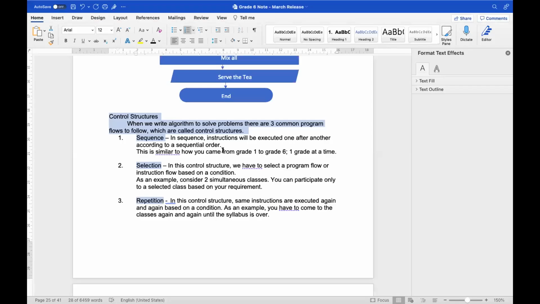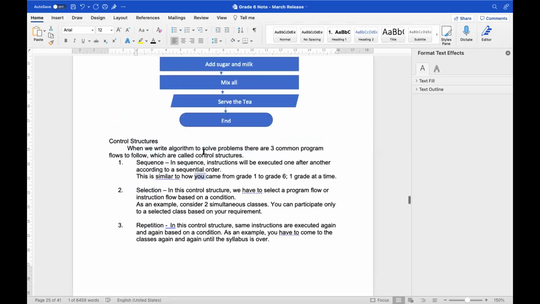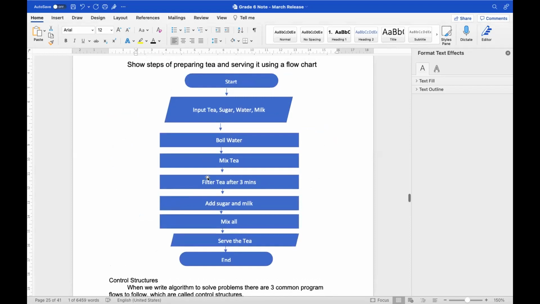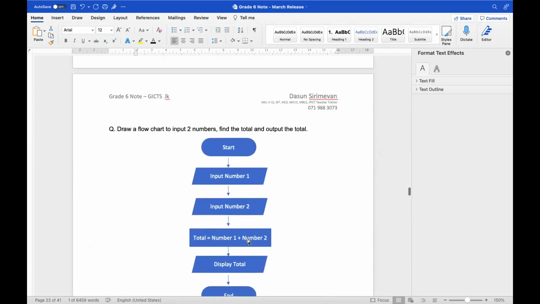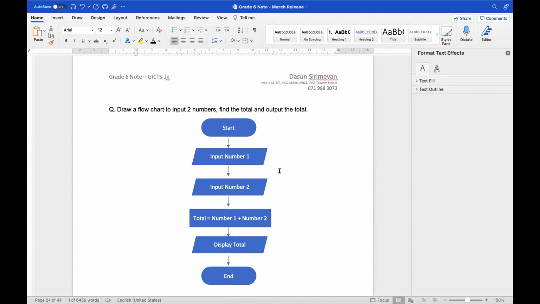In sequence, please remember, instructions will be executed one after another. So what is this control structure? Is it sequence, selection, or repetition? Sequence. You can see all the instructions are executed one after another. What about this one? Is it sequence, selection, repetition? Selection. So where are the decisions? In selection, you need to see decisions. Is there any decision or is it sequence?